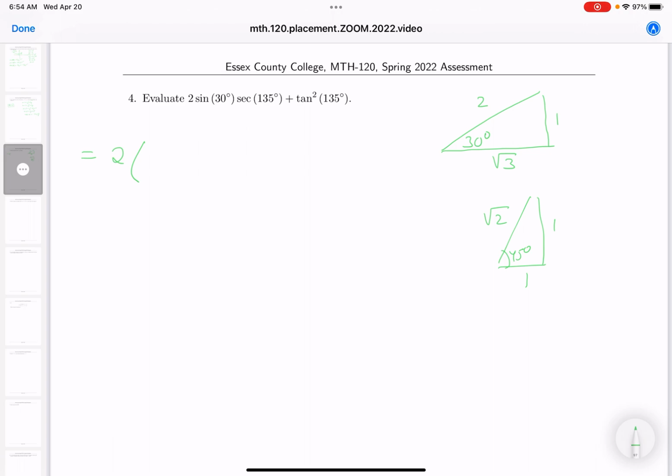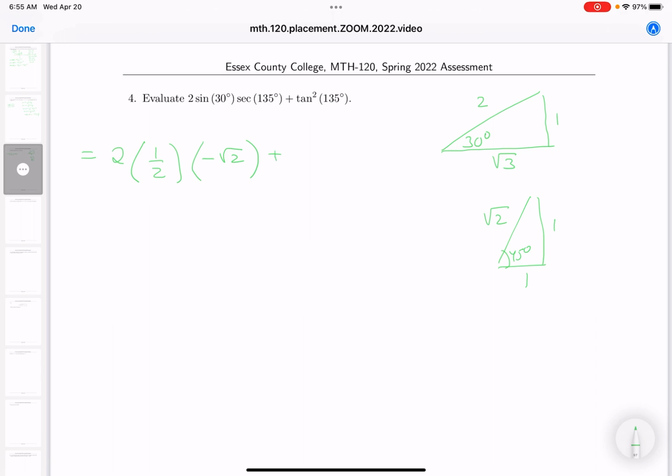All right, so let's write this down. Well, the sine of 30 degrees is going to be 1/2. Now, you should know the secant of 135. It's in the second quadrant. It's going to be negative, and the reference there is 45 degrees. So it's going to be minus root 2.